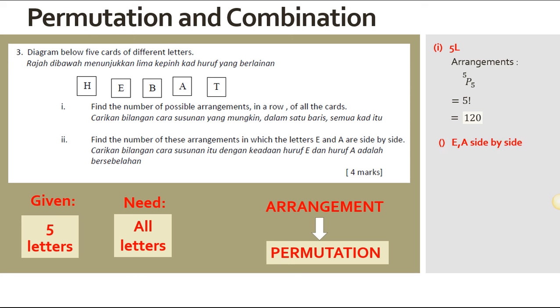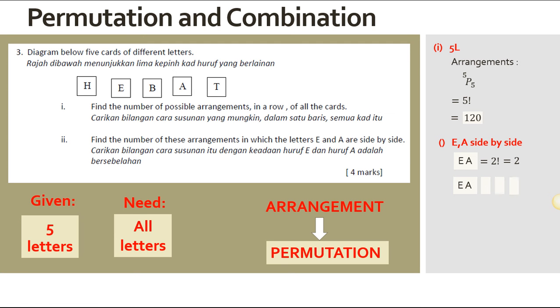Second part, find the number of these arrangements in which letters E and A are side by side. This E and A cannot be parted. They cannot stay at a distance. So how do you calculate that? First, you must consider E and A side by side. How many ways can you arrange these two, E and A? This E and A can be arranged in 2 factorial ways, whereby this is equivalent to 2.